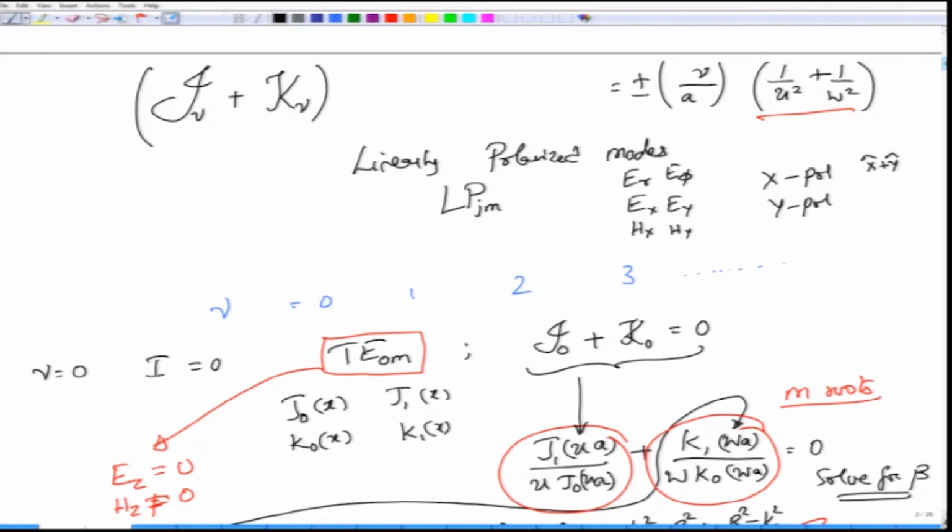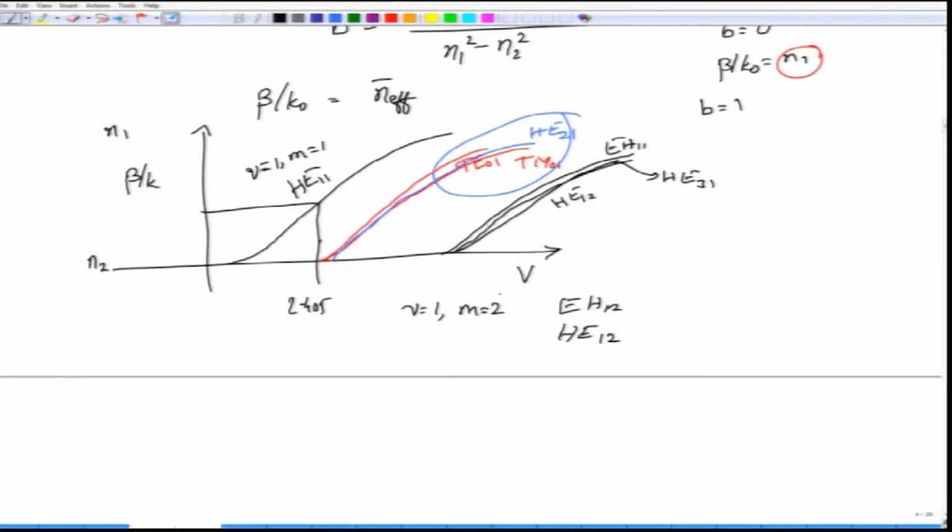Now, how do we build up to this equation? The clue comes from this B versus V, or beta by k versus V diagram here. You look at these equations over here, and you see that there are certain components which are grouped together. There is TE01, TM01 and HE21. What is nu for TE01, TM01? Nu is equal to 0. But look at the second index here. The first index is always equal to 0 here, because for TE and TM modes you can only have a solution when nu is equal to 0.